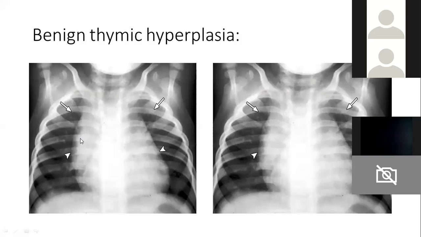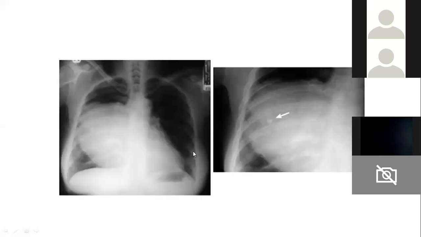Another example: bilateral lesion in a child, anterior mediastinal because it's still silhouetting the cardia, right? And the aorta, so it's an anterior mediastinal lesion. In this case, it was a benign thymic hyperplasia.